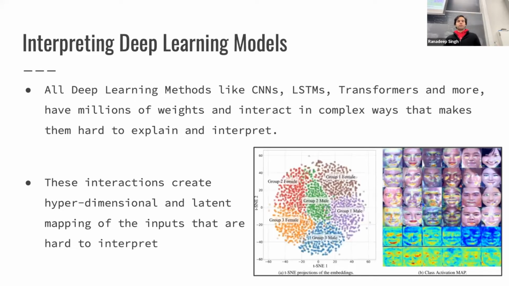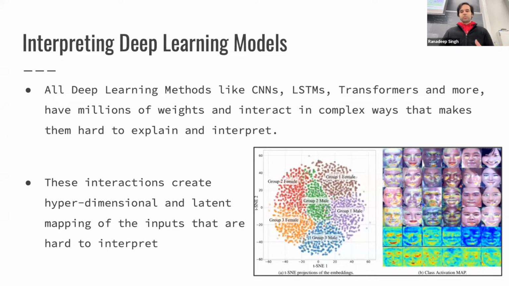So yeah, let's talk about deep learning networks, because these are really important, right? They give us great performance and they work really well. But the thing is, because they have millions of weights and biases, they interact in such complex ways that it's not easy to interpret them.